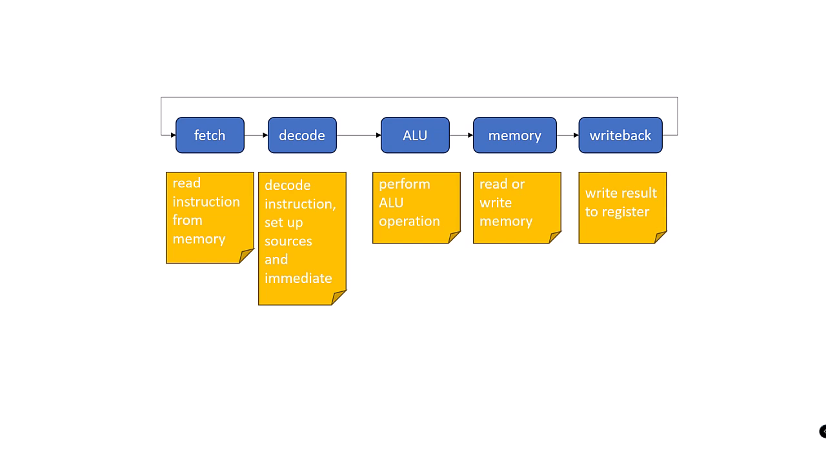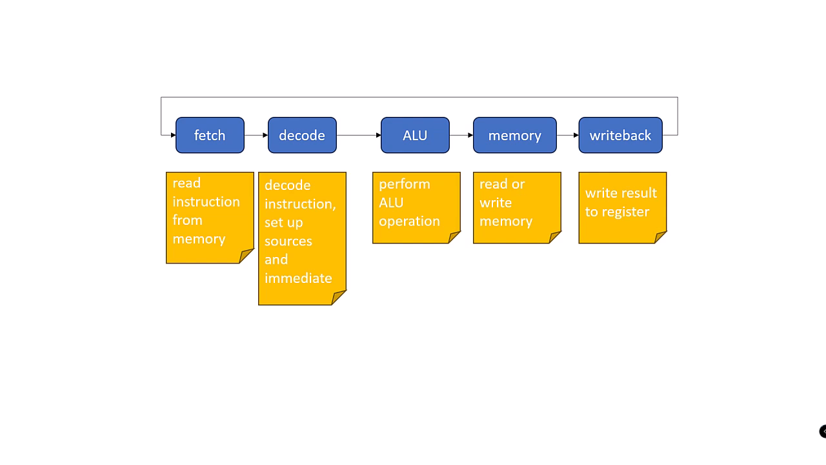Fetch reads the current instruction from memory at the location pointed to by the program counter. Decode interprets the instruction in additional fields. It reads any necessary source registers. It also assembles an immediate operator from the fields in the instruction. ALU performs operations using the arithmetic logic unit. Memory reads or writes memory if necessary. Writeback writes a result to its destination register if necessary.